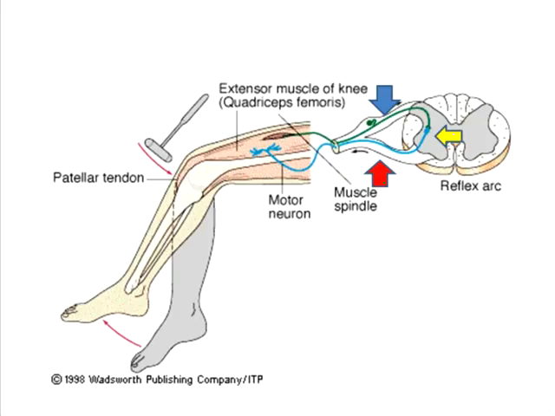So the arc starts from the stretch receptors of the muscle, and you can see the afferent neuron highlighted by the green line, also indicated by the blue downward facing arrow, which enters through the posterior root and into the gray matter of the spinal cord, where a single synapse occurs.